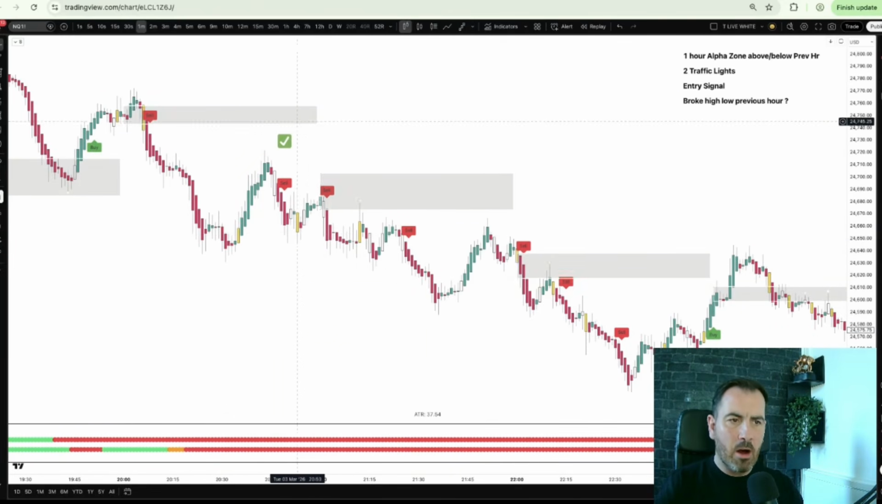Again, our alpha zone opens below. We have this clear space between, our traffic lights are red, and we get a sell signal. So again, we get a nice win.